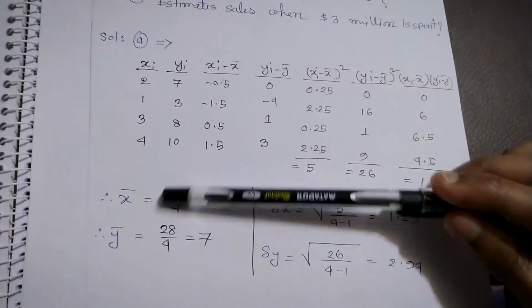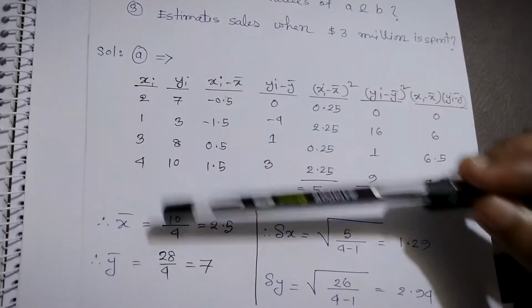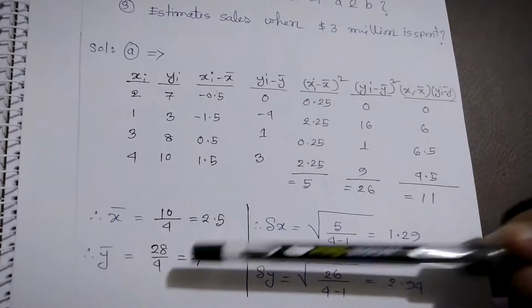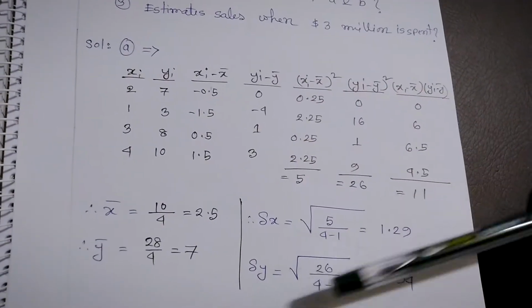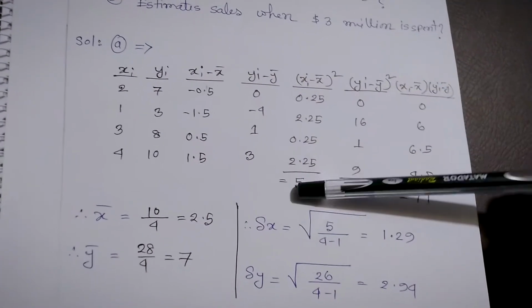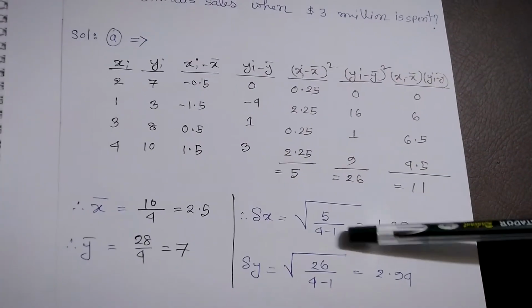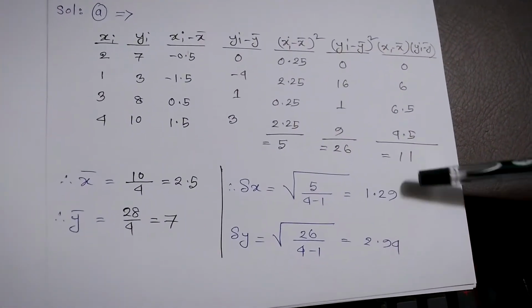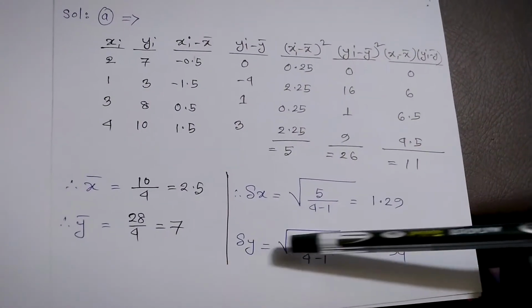Finding x bar and y bar is easy: add them up and divide by the number of items, which is 4. Standard deviation is also simple: take the square root of this value divided by the number of items minus 1. The number of items is 4, so 4 minus 1 is 3. So 1.29 is the final answer. In the same way you find the standard deviation of y.